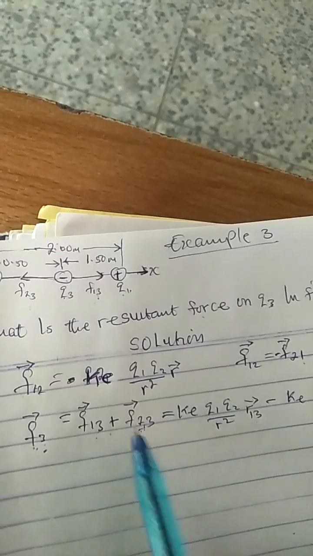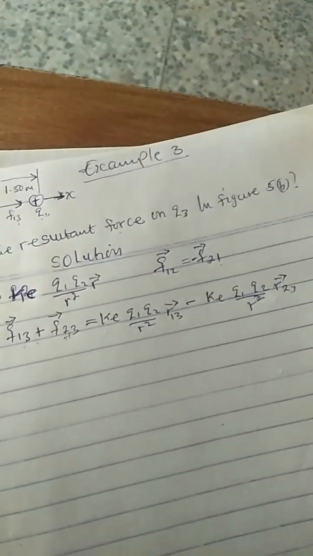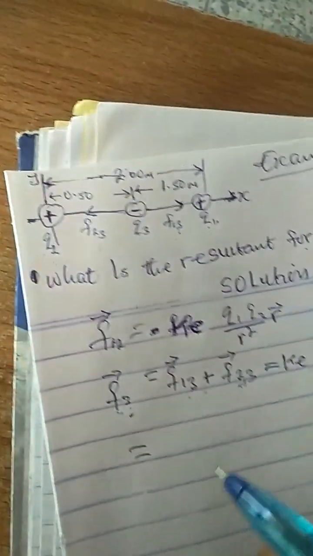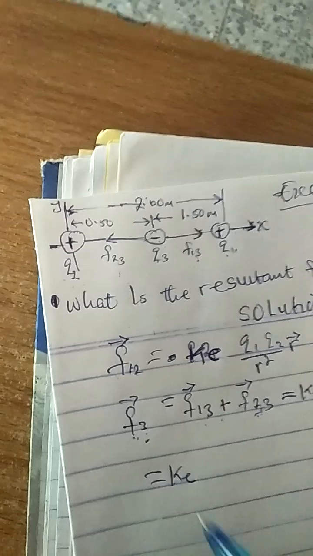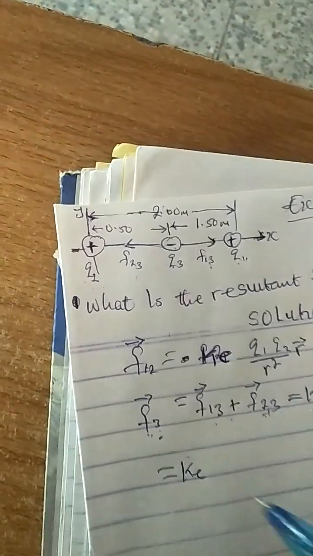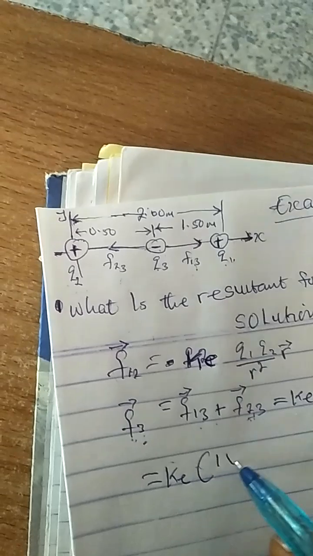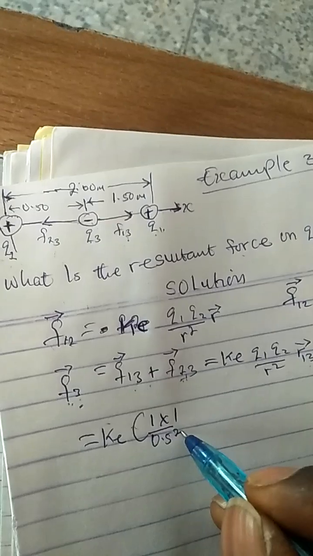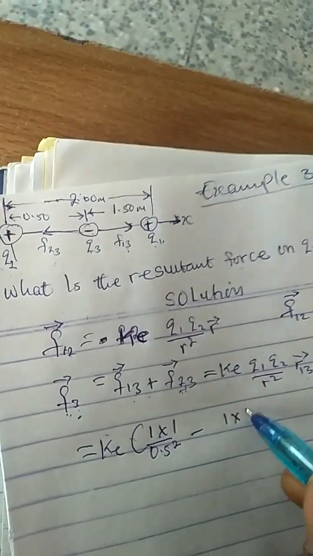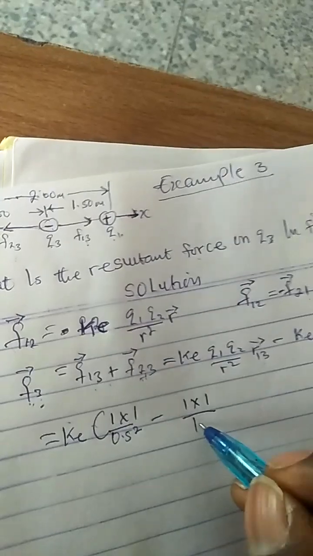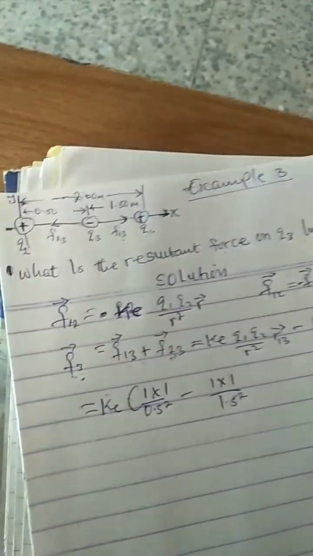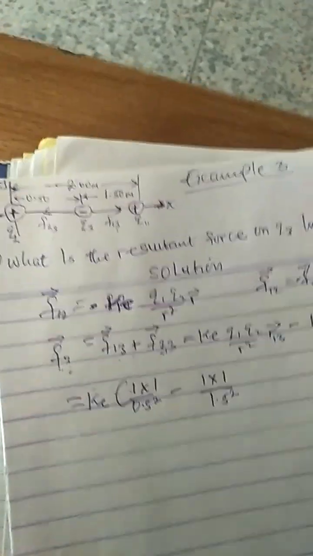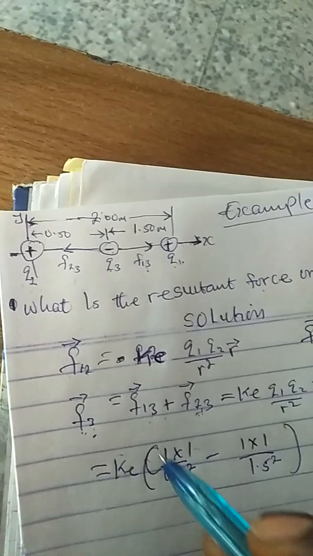So if you are adding it up, remember we say it is the sum. So you are going to have KE. What is KE? That is the constant. KE open bracket, you're going to have 1 times 1 all over 0.5 square minus 1 times 1 all over 1.5 square. And don't forget to close this bracket, very important.